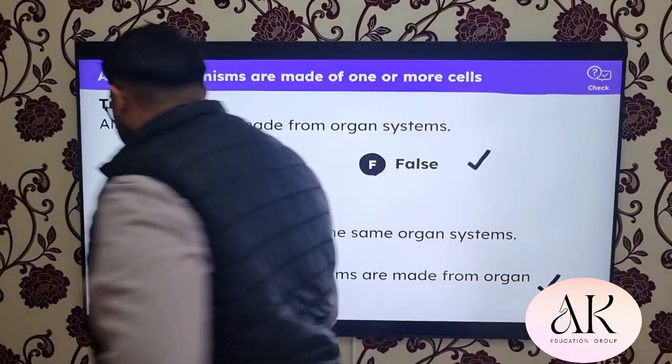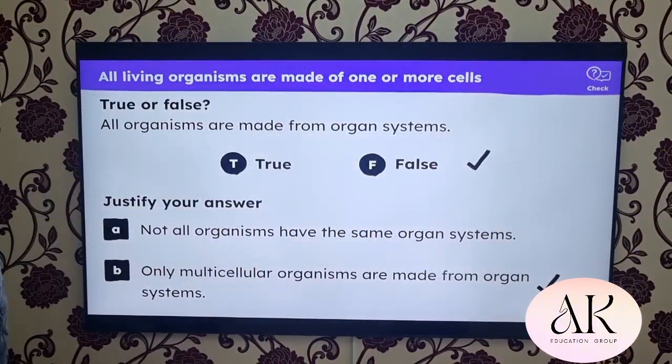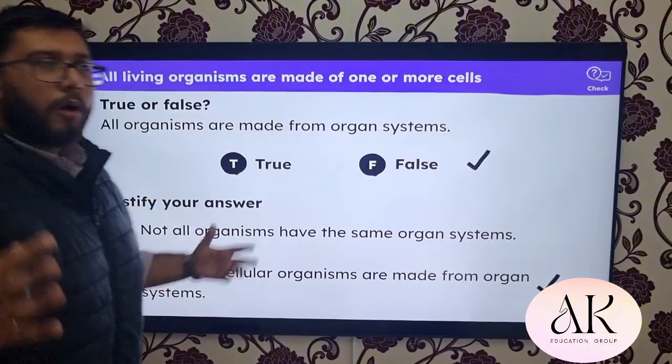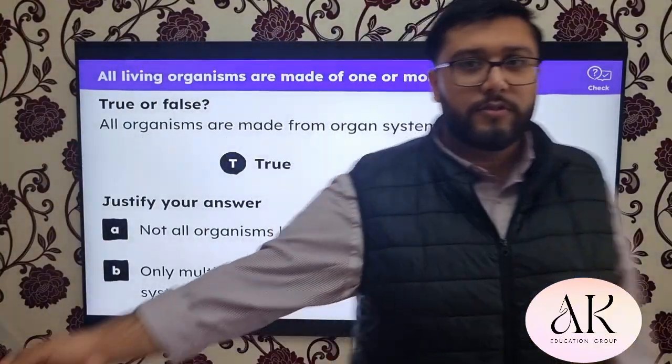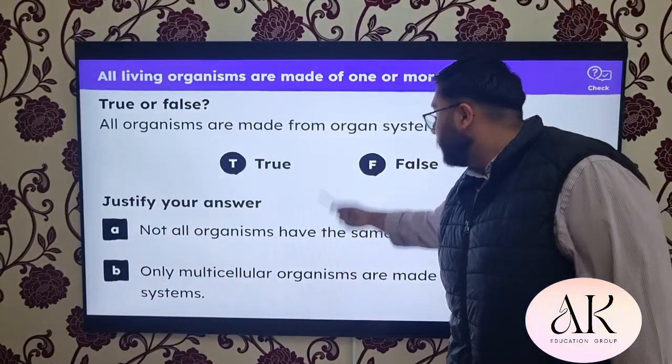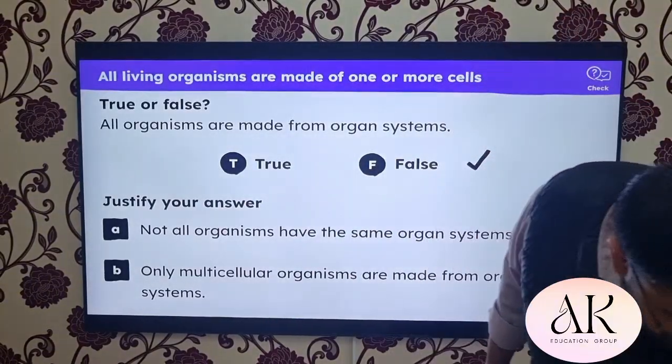B. Okay, let's have a look. Only multicellular organisms are made from organ systems. Why? Because unicellular organisms are made up of only one cell. Hence why organ systems are really complex things which require lots of cells. Therefore, it must be false, and that's our justification.